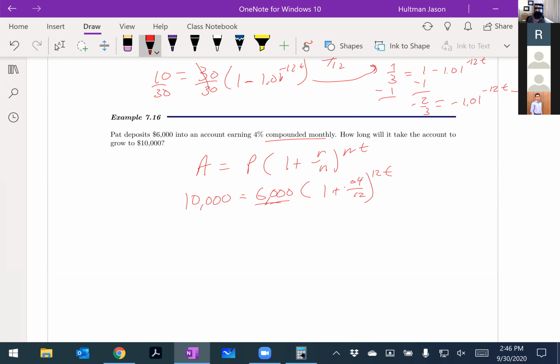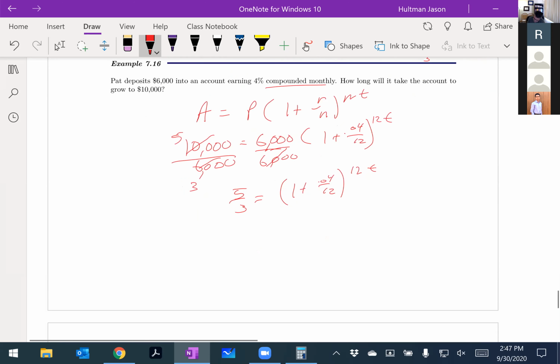So divide by 6,000 on both sides. If I reduce this, it becomes 5/3. So 5/3 is equal to 1 plus 0.04 over 12. I don't think that's going to go in nicely, so I'm just going to leave it like that to the 12t.